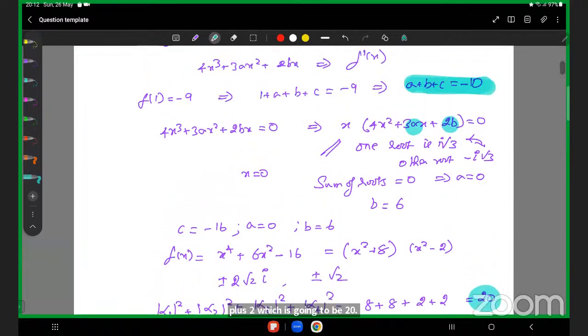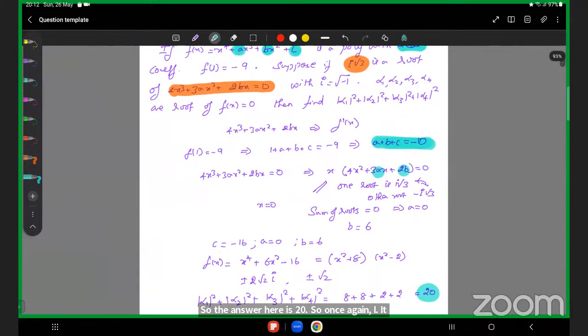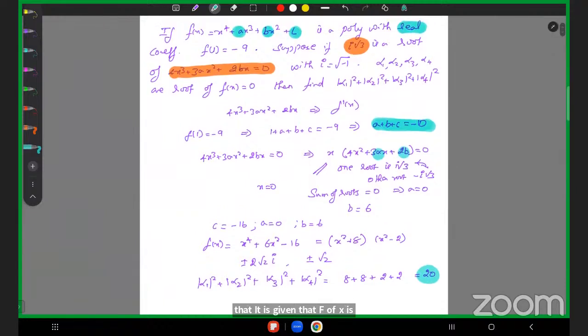So once again I revise. It is given that f of x is a polynomial with real coefficients and f of 1 is minus 9. Suppose i root 3 is a root of this quadratic and alpha 1, alpha 2, alpha 3, alpha 4 are the roots of f of x is equal to 0, then find modulus of alpha 1 squared plus modulus of alpha 2 squared plus modulus of alpha 3 squared plus modulus of alpha 4 squared.